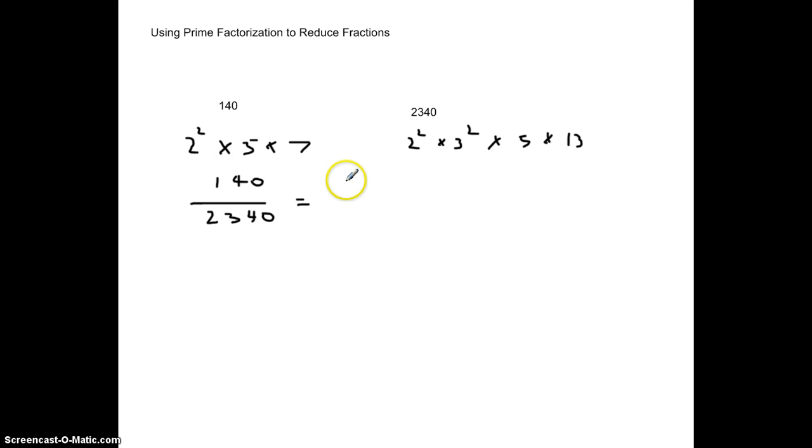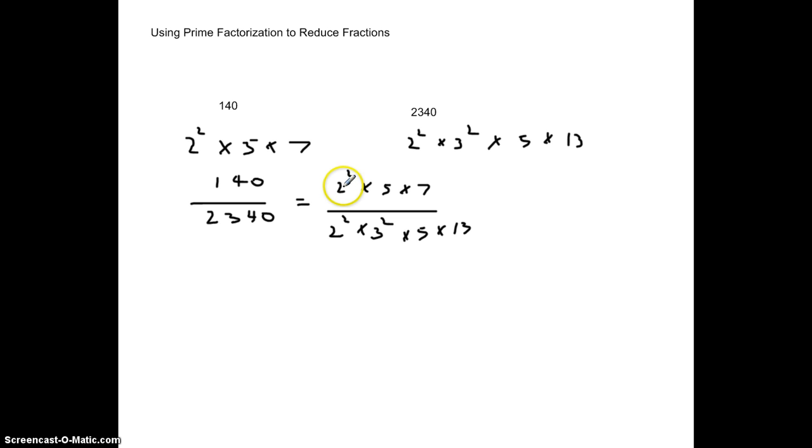The prime factorization for 140 is 2 to the second times 5 times 7. The prime factorization for 2,340 is 2 to the second times 3 to the second times 5 times 13. Then we cancel common factors.